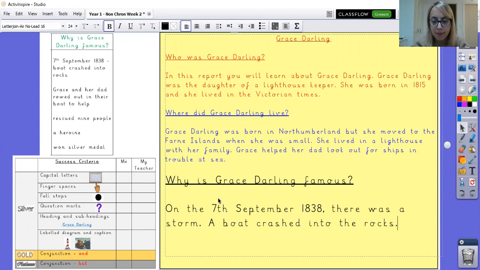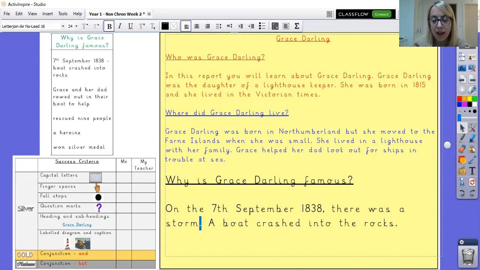Now, on the 7th of September 1838, there was a storm. A boat crashed into the rocks. Now these two sentences are quite closely linked together. Can I do something different? Rather than having two separate sentences, could I include something? What could I do? That's right, Year Ones. I could join them together, couldn't I? Could join them together with a conjunction, a joining word.